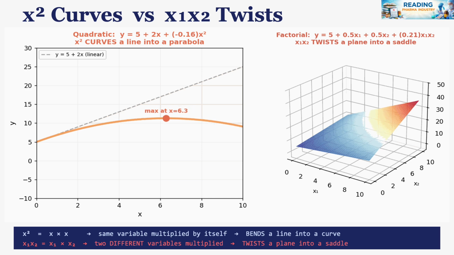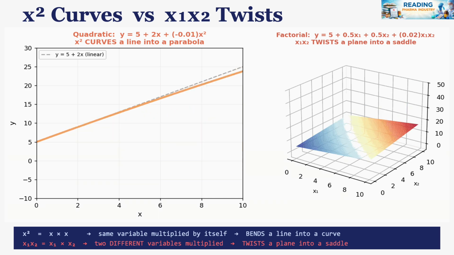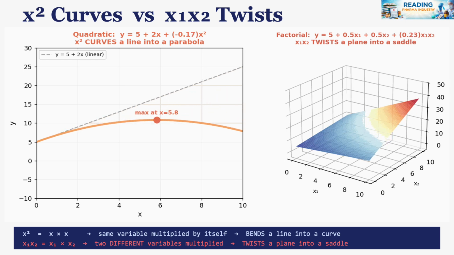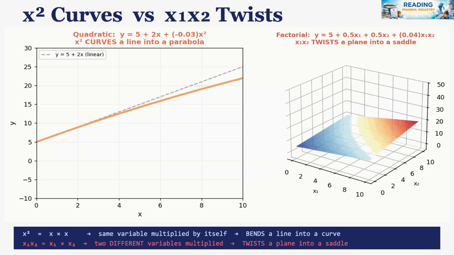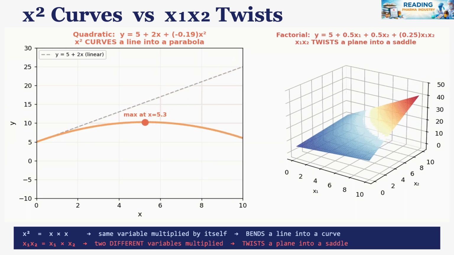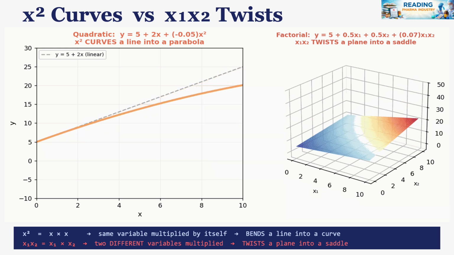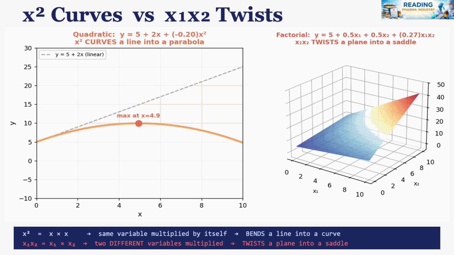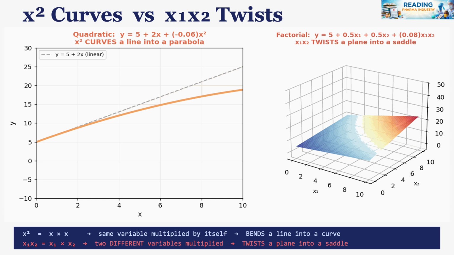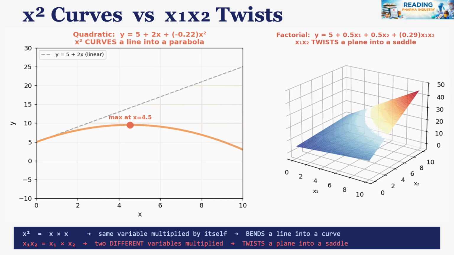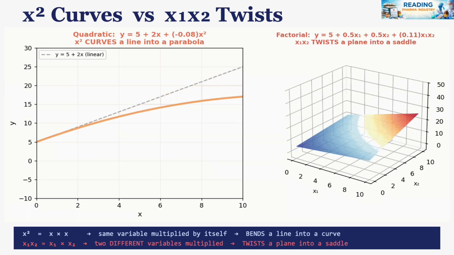On the left side, you can see x squared bends a line into a parabola. That is a self-interaction. So same variable times itself. On the right hand side, you will see x1 times x2 twists a plane into a saddle. This is a cross interaction. So basically that means you get two different variables multiplied together. So x squared curves, x1 x2 twists. So very different operations.